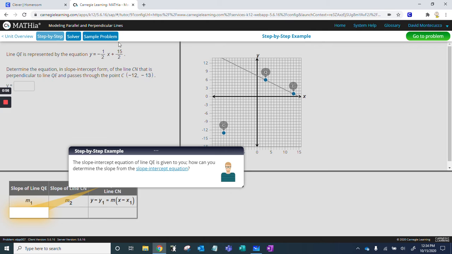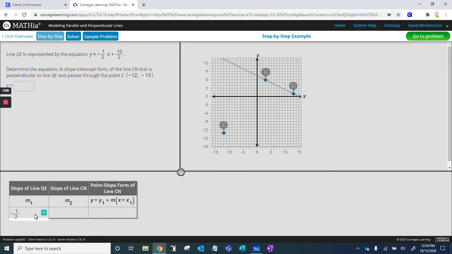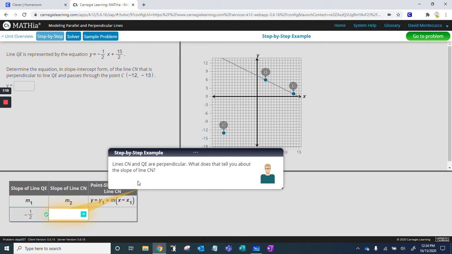So let's just type that in. -1/2. And let's see what it says. Hey, it liked it. Now the perpendicular. Remember the perpendicular, we've got to flip it and change the sign. Flip it, change the sign. So if we flip it, it's going to be 2/1 and make it a positive.